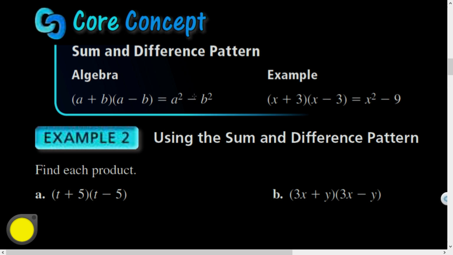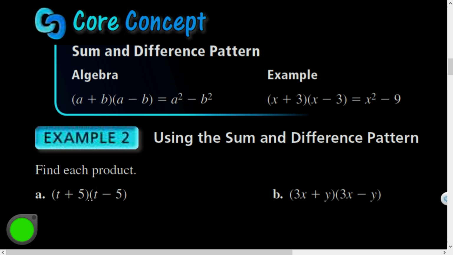Eventually you need to know how to do this backwards, and foiling backwards is actually a little bit difficult. I'll show you how to do it, though. Let's see. So I've got t plus 5 times t minus 5. My first question is, does this match a pattern? Yeah, right? It seems to match that. It's in that format, the sum and difference pattern. These weren't quite opposites. They were conjugates.